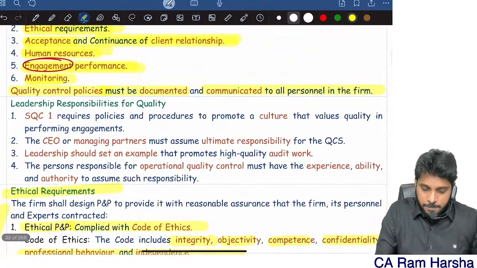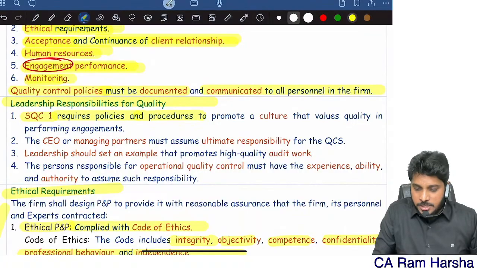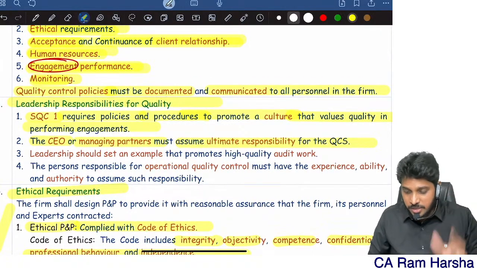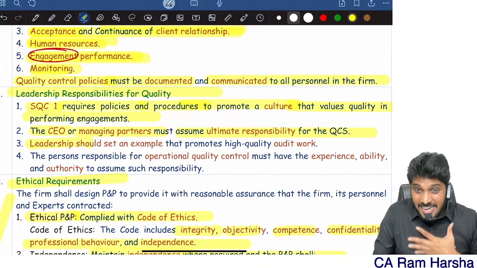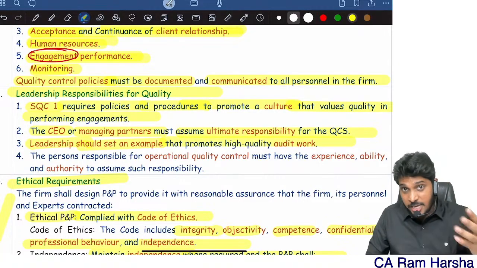Then leadership. SQC 1 requires policies and procedures to promote a culture that values high quality. The CEO of the firm, the top partner, the managing partner, must take ultimate responsibility for the quality control system. Leadership should set an example that promotes high quality audit work.